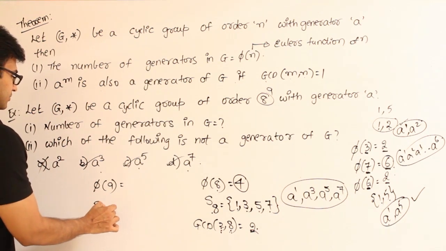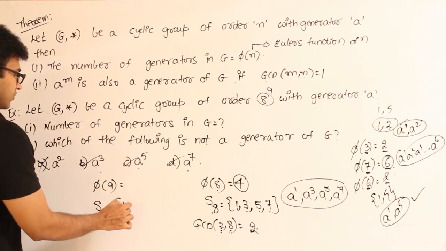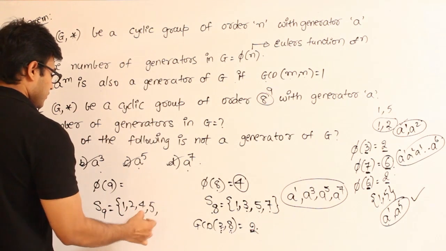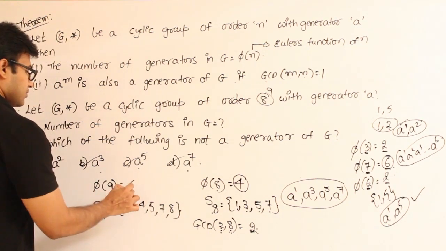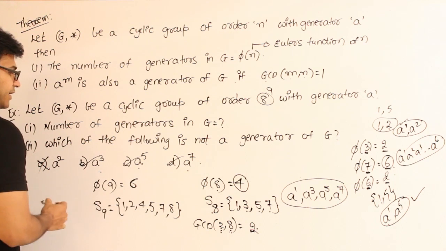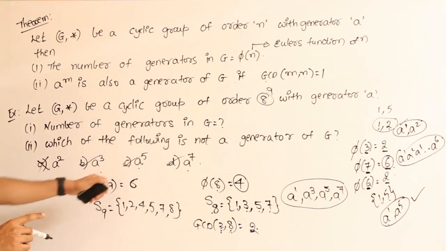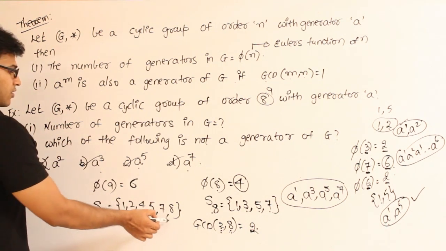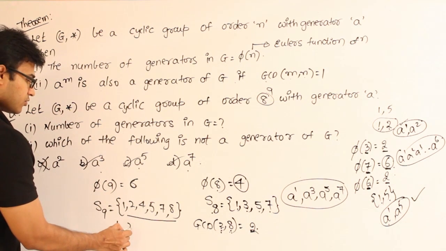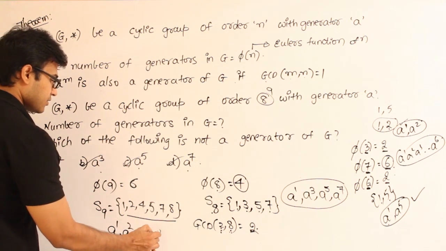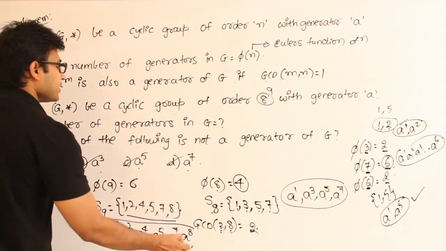The set of all positive integers less than 9 that are relatively prime to 9 is 1, 2, 4, 5, not 6, 7, 8, right? So it is 6. Got it? Therefore the first answer is that the number of generators in this group is going to be 6, right? And what about all the generators? If a is a generator, then definitely a^1 is a generator, a^2 is a generator, a^4 is a generator, a^5 is a generator, a^7 as well as a^8. All these are the generators, right?